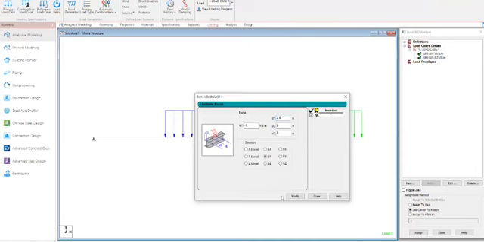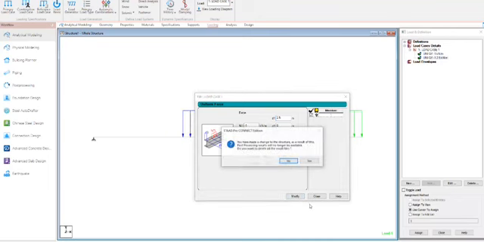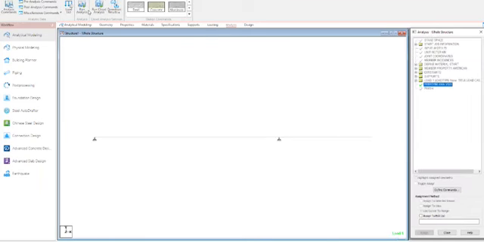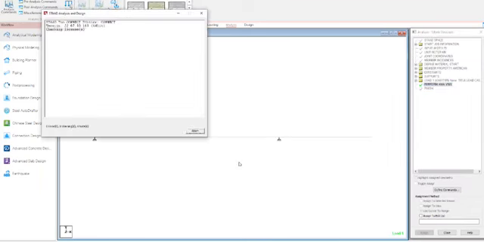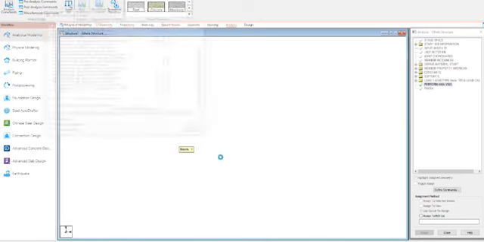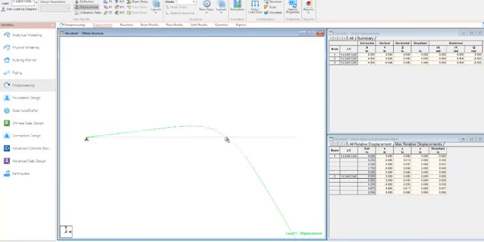Let us see now the reaction. Modify it, then close, and we will do the analysis once again. Run analysis. Once we run the analysis, we will see here how the reactions are there. Here you see this seems single curvature. There is no sagging moment, right?